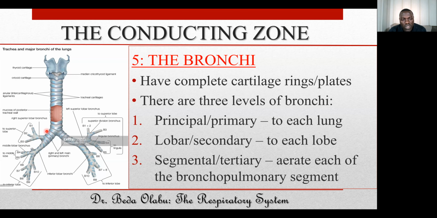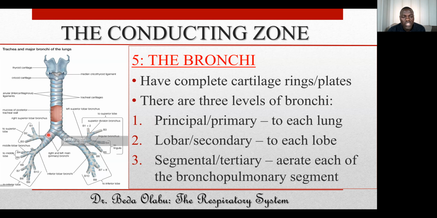Some air goes to the right, some air goes to the left. So we get the first diversion here. Therefore, we call the principal bronchus the first generation of airway division. And these diversions will be all over, all the way to the alveoli. So the first generation of airway division is the main bronchus.